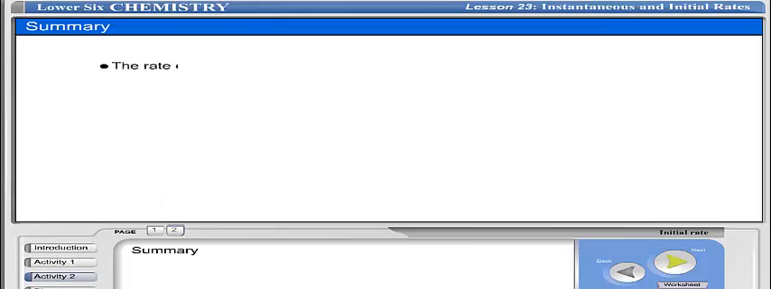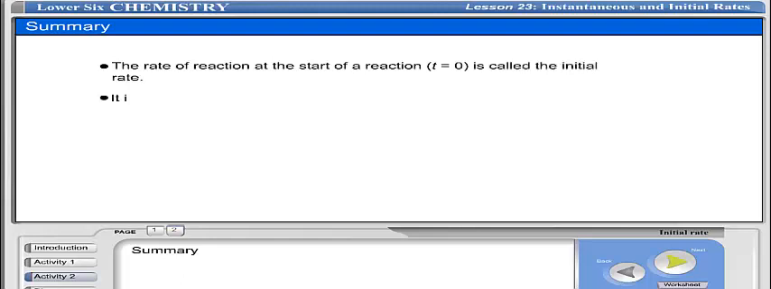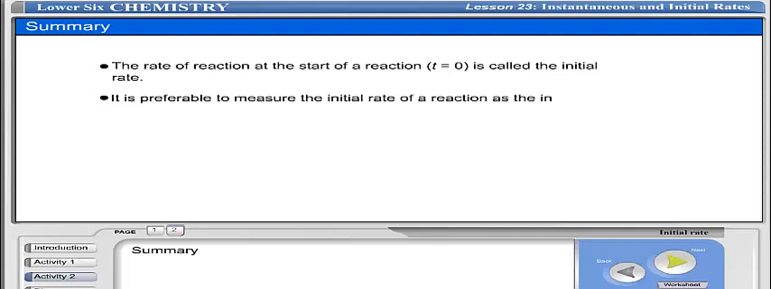The rate of reaction at the start of a reaction, t=0, is called the initial rate. It is preferable to measure the initial rate of a reaction as the initial concentrations of the reactants are known.